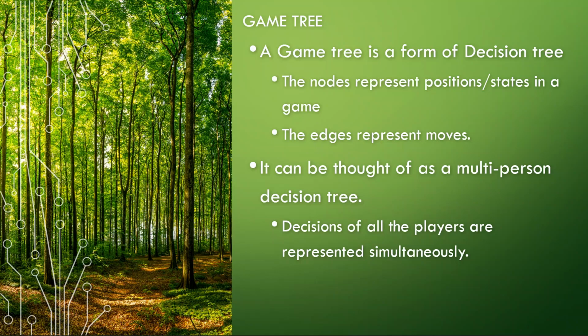It can be thought of as a multi-person decision tree. Instead of just going through to make one decision, it represents the choices for both players, but from the standpoint of: if I'm an AI and I've got to make a decision of what move to make currently in the game, what could I look to in the future for different possible moves?